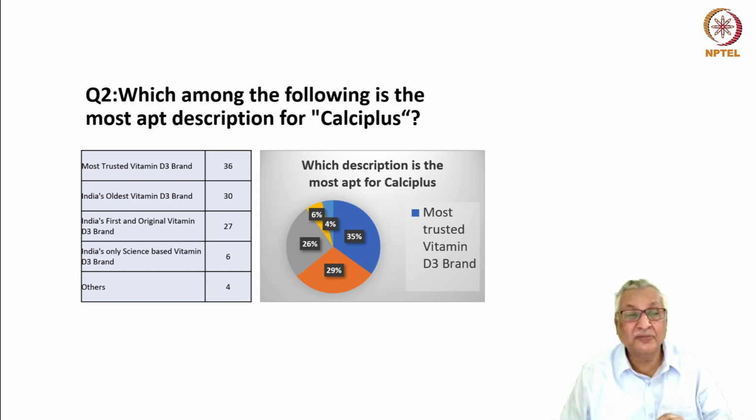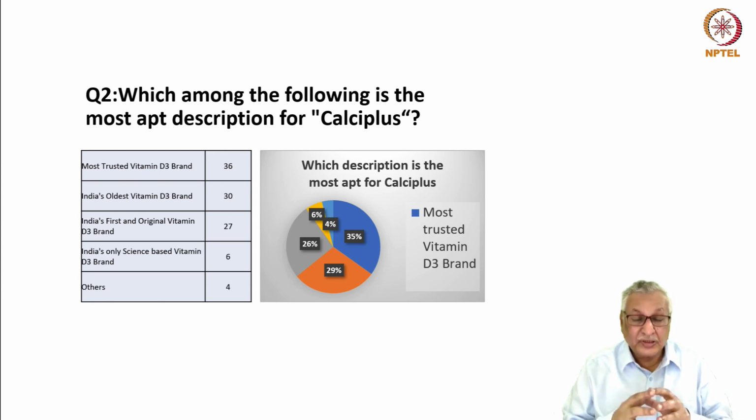Most trusted vitamin D3 brand, India's oldest vitamin D3 brand, India's first and original vitamin D3 brand, India's only science-based vitamin D3 brand, others. Ideally, the company would like to have all of these things reflected in a person's response profile, but unfortunately, not all would be reflected. Then the communication strategy is in terms of making the other factors also be on the top of the mind recall for various doctors as well as patients.